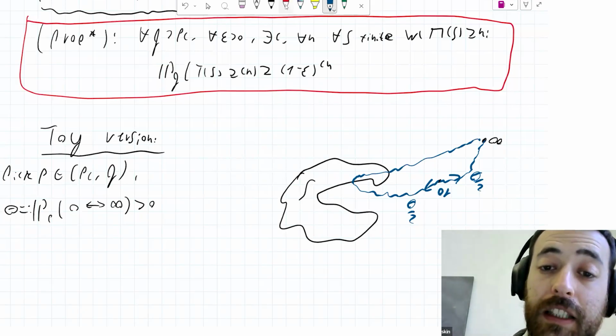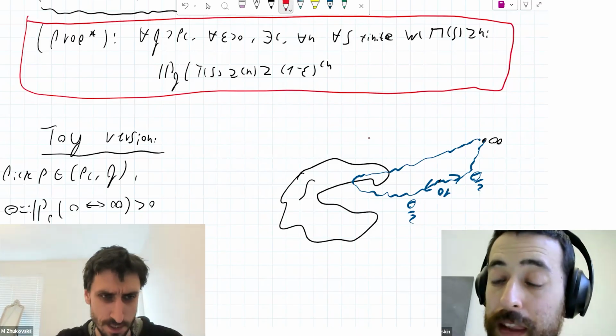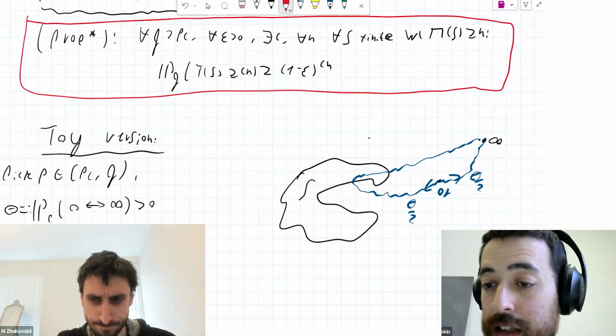And in particular, I can split my world. So things close to S will have higher chances to go to S. You're saying vice versa, one of these probabilities is at least theta over 2, right? Yeah, yeah, exactly.